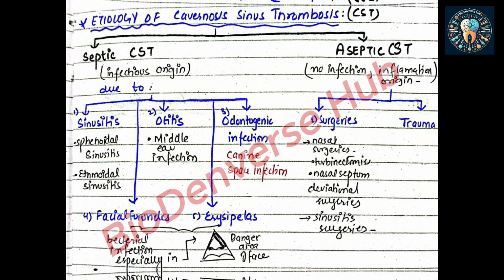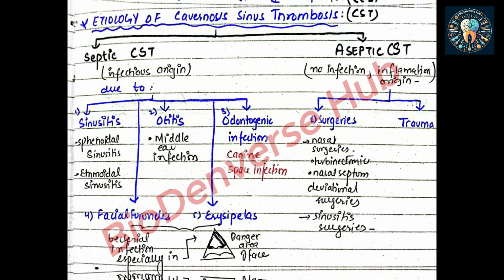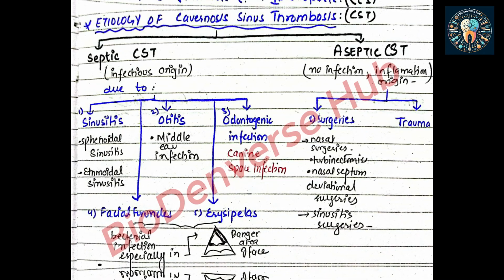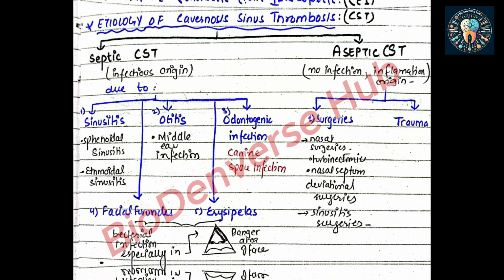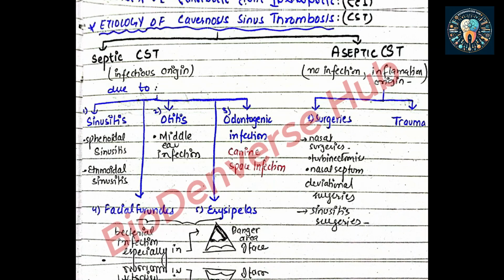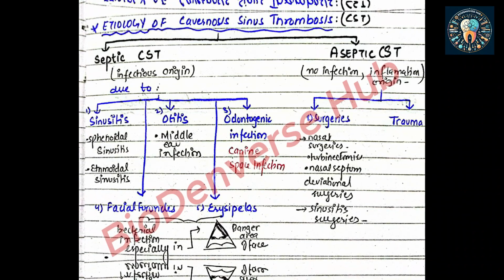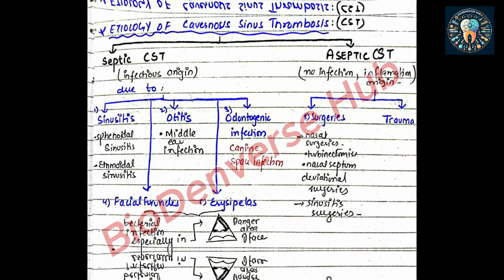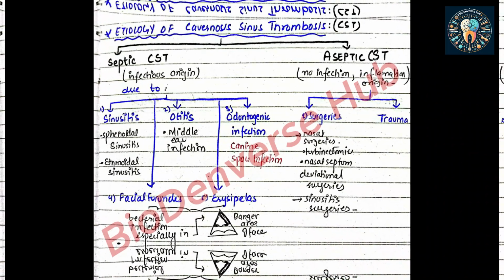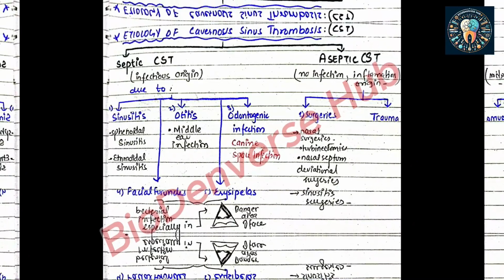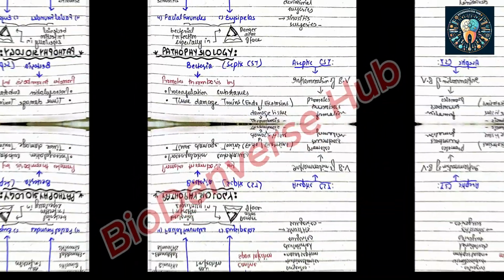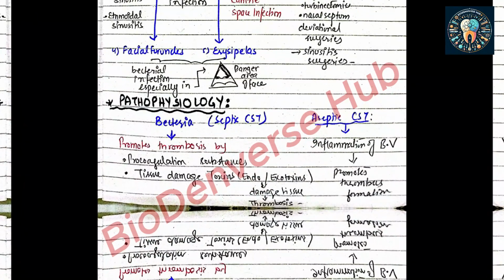the thrombosis. And the second important reason for aseptic cavernous sinus thrombosis could be trauma, any direct impact or indirect impact, any fracture, any trauma that has involved your cavernous sinus could be a cause of the aseptic cavernous sinus thrombosis. So this was about the etiology. Now let us move on towards the pathophysiology of the cavernous sinus thrombosis.